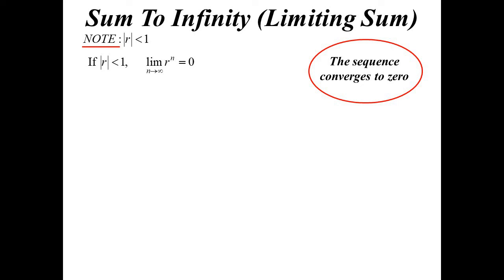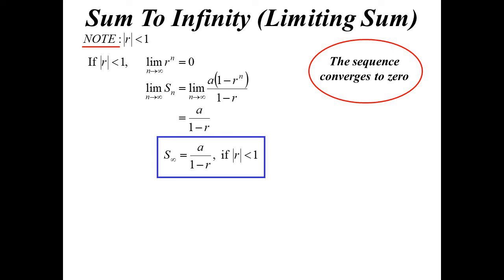Well, if that's the case, then we can find this limiting sum, because we now know that r to the power of n is going to approach 0, leaving us with a very simple formula, a on 1 minus r. That is our sum to infinity.